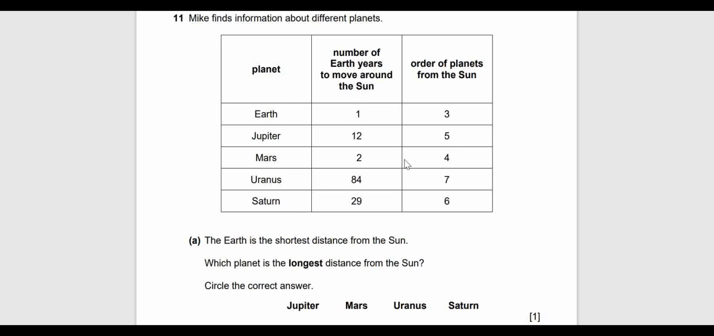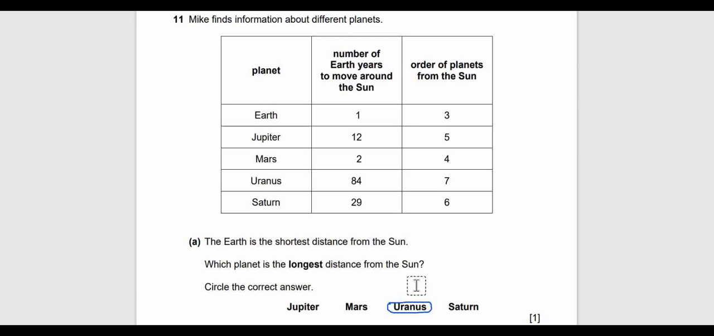Okay, let's open up the answer. So I guess you all know the answer is Uranus. The order of planets from the Sun is number 7, the furthest from the Sun. So Earth is number 3, then 4, 5, 6, 7. So it should be Uranus because it's 7th from the Sun.